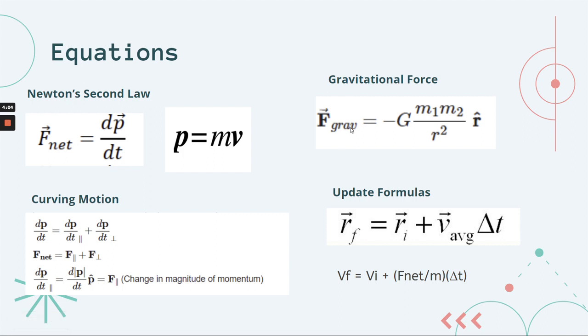And then for gravitational force, this is the typical equation that we use. And then the update formulas, again, are the same: r_f equals r_i plus v average delta t, and v_f equals v_i plus F net over m delta t.